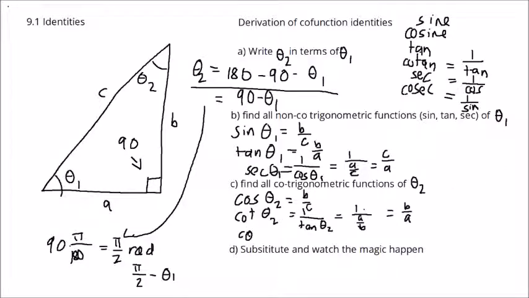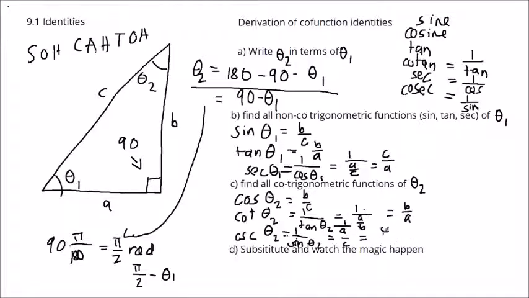And then we have cosecant. So CSC of theta 2, which is 1 over the sine of theta 2, and sine of theta 2 is a over c, because that's opposite over hypotenuse, right? Remember your SOHCAHTOA. And that is equal to 1 over a over c, so that's equal to c over a.